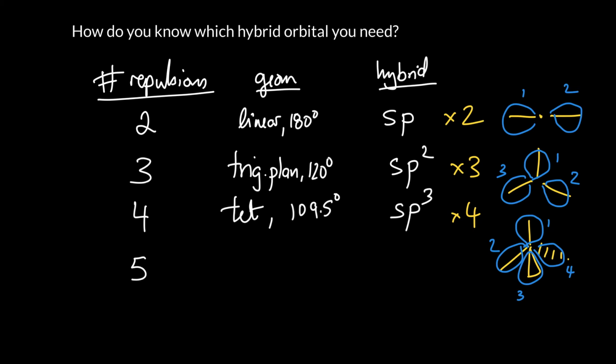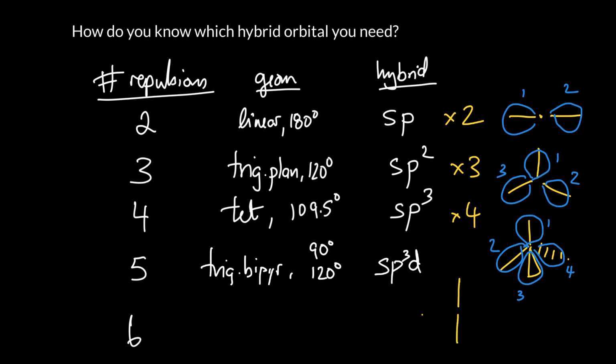So if you've got 5 repulsions and 6 repulsions, 5 is that trigonal bipyramidal. So you've got, let's see, 90 degrees and 120 degrees, so you've got 2 different bond angles in there. And the type of hybrid orbitals you use here are actually sp3d. So why is it sp3d? Well, you need to have 5 orbitals. So this is the trigonal bipyramidal.